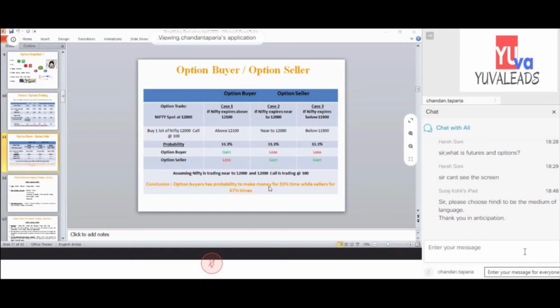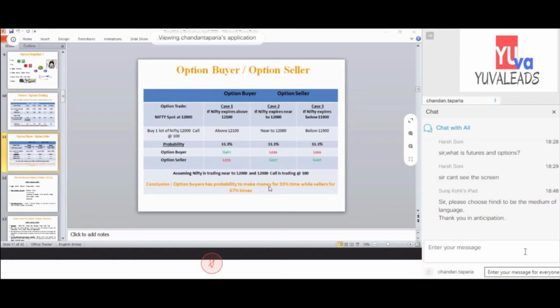So for the option buyer, it doesn't mean that you cannot make money. The buyer can make money, but your trade should be in the market only 33% of the time. Now you are getting the clue that you should trade only 33% of the time. But now the problem is, which 33% of the time?